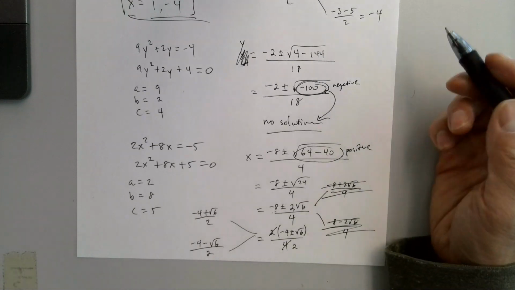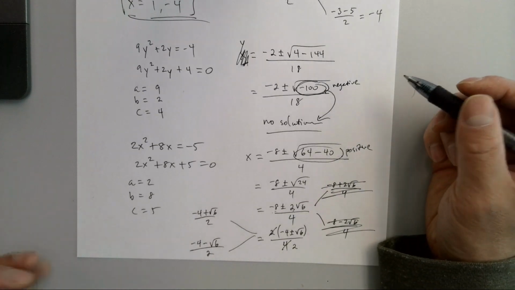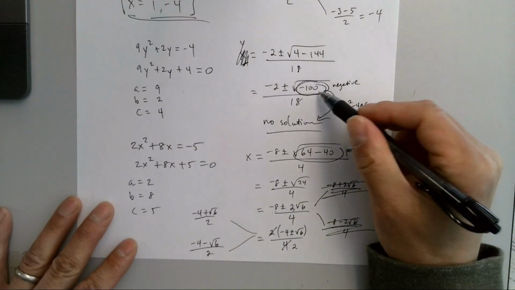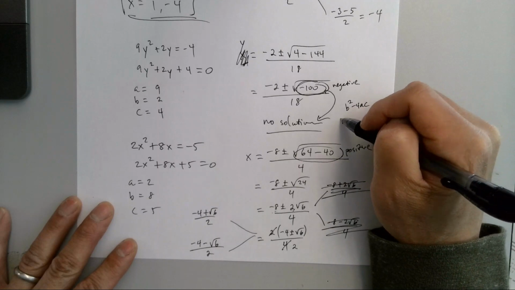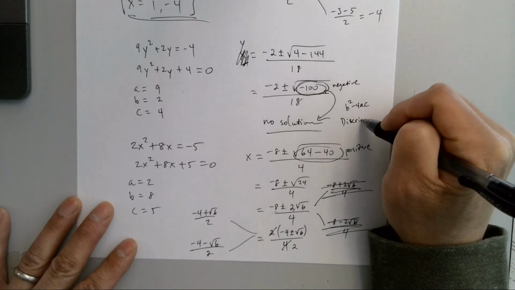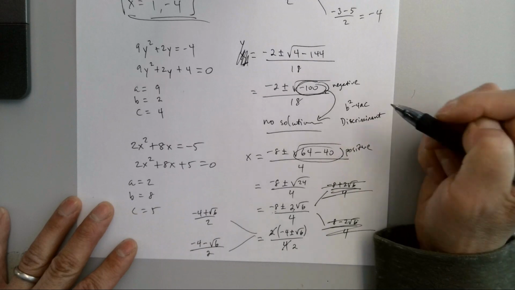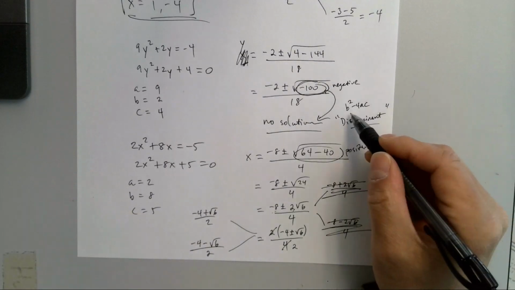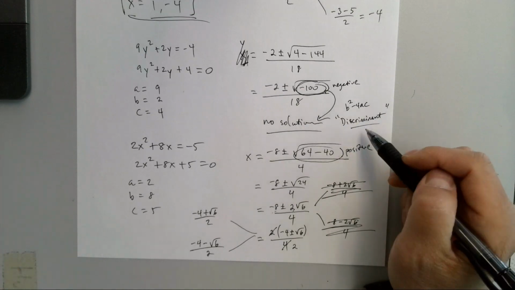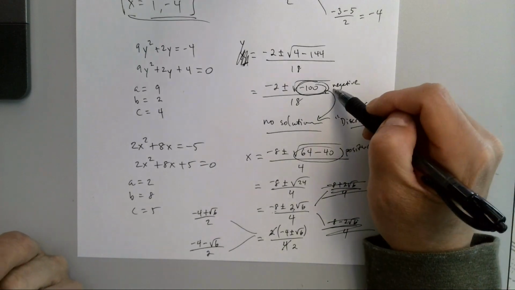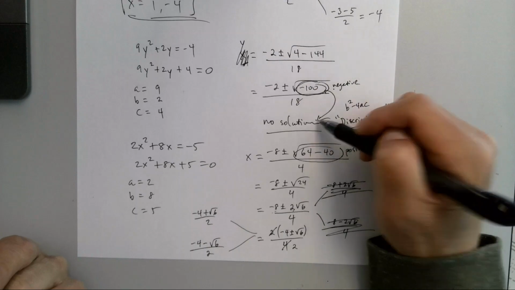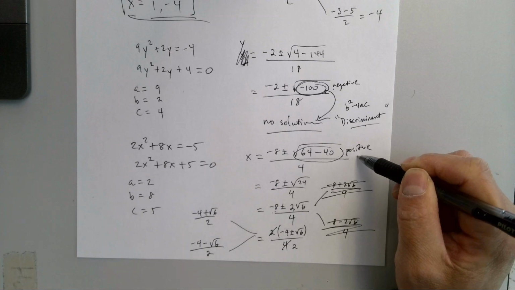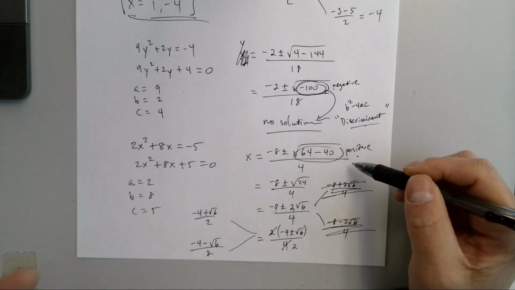So we have a special name for the expression b squared minus 4ac, the expression in the rad. That is called the discriminant. So now we can use this word instead of saying b squared minus 4ac every time. If the discriminant is negative, there's no solution. If the discriminant is positive, then there will be solutions. Or if the discriminant is 0, there will be solutions.